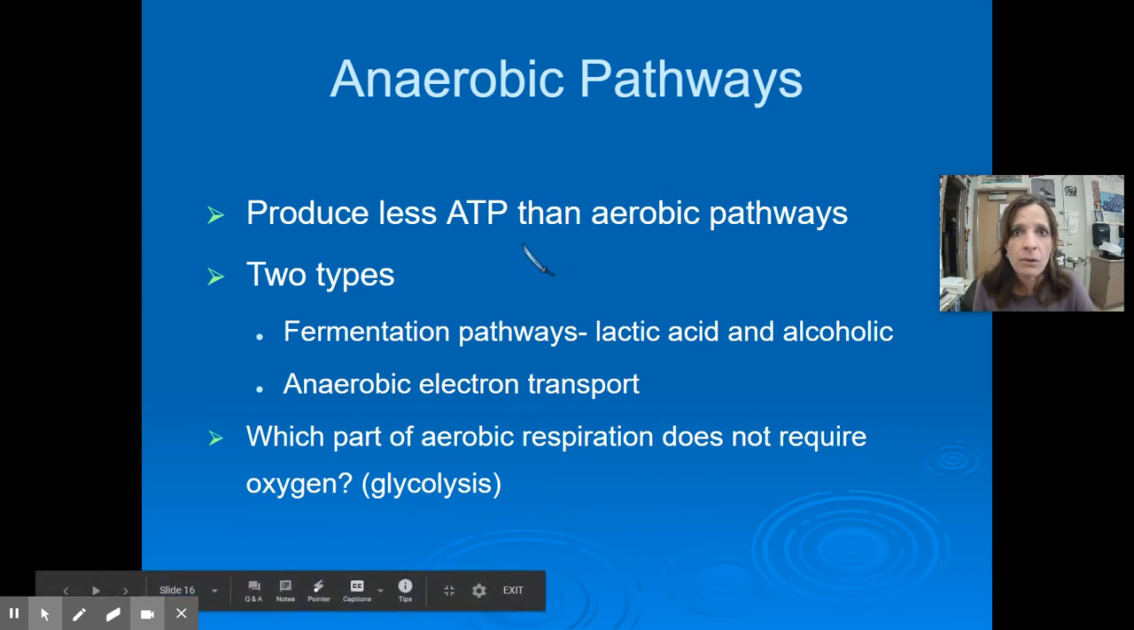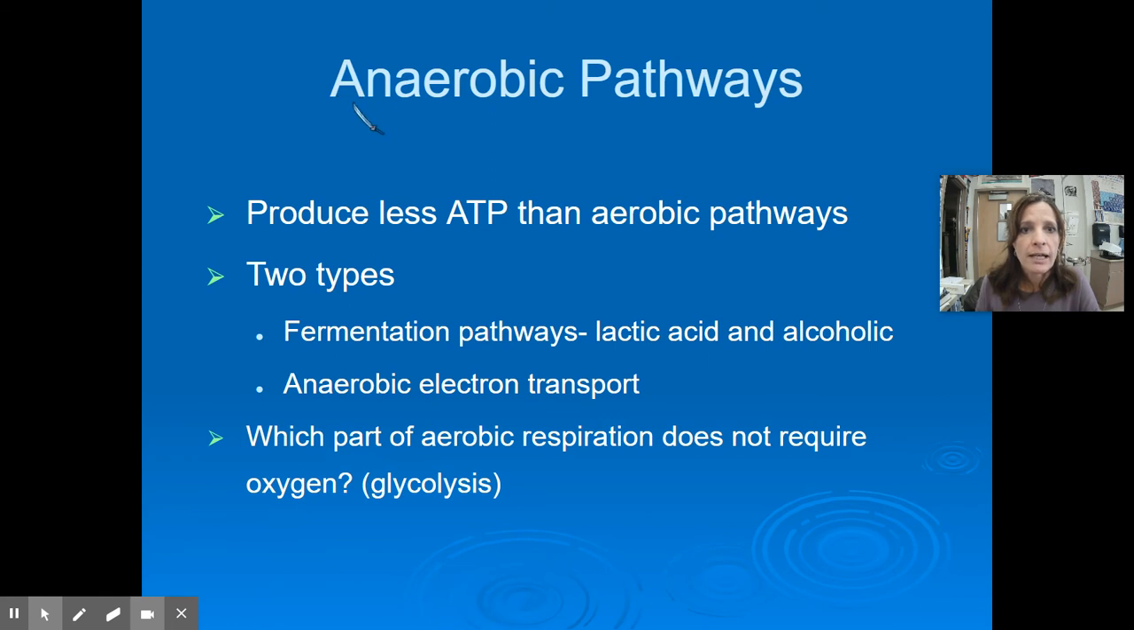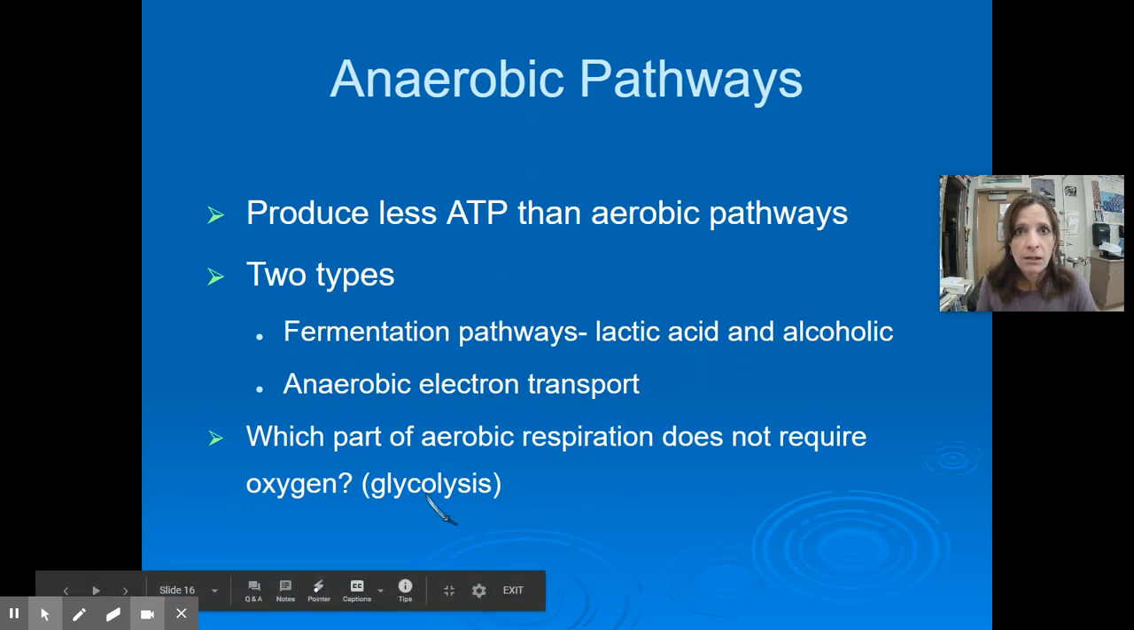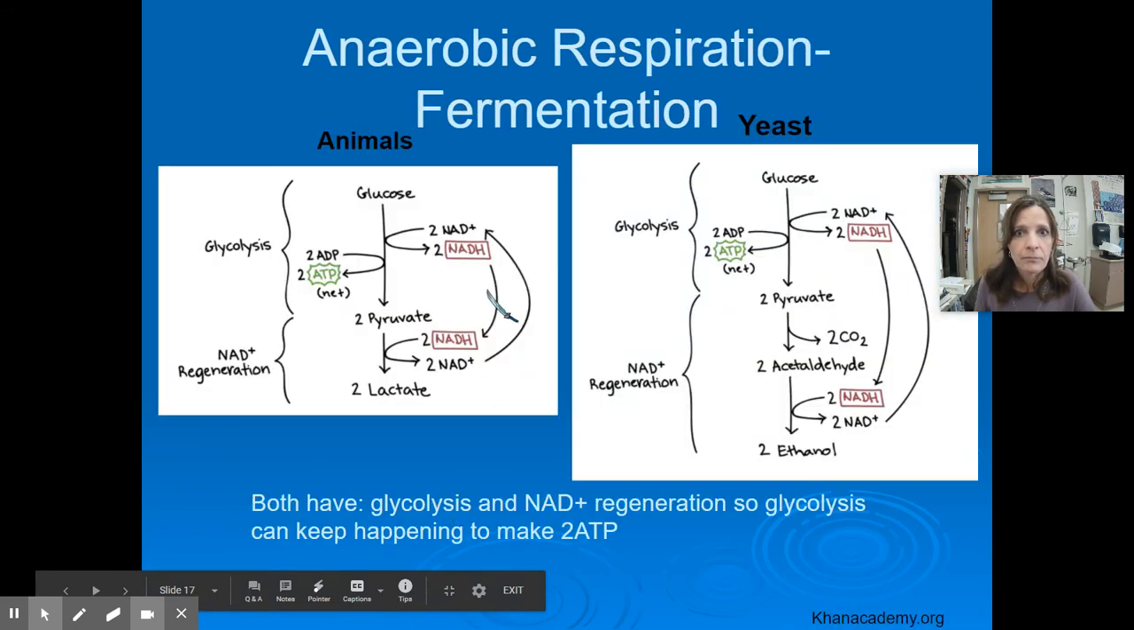Okay, so let's talk about some anaerobic pathways. These do not require oxygen, that's why they're anaerobic. They produce less ATP, a lot less. And there's two that we're going to talk about. We're going to talk about fermentation pathways, and those include lactic acid and alcoholic fermentation. And then there's also the anaerobic electron transport chain. Okay, so if you think about it, which part of aerobic respiration doesn't require oxygen? And that's glycolysis, which is why all living things do glycolysis.